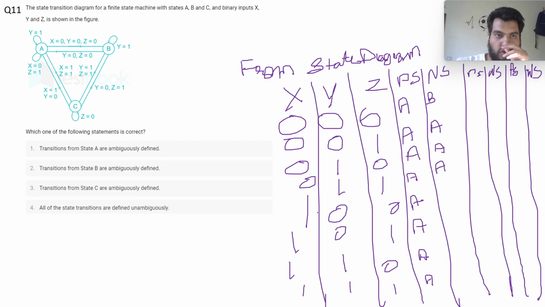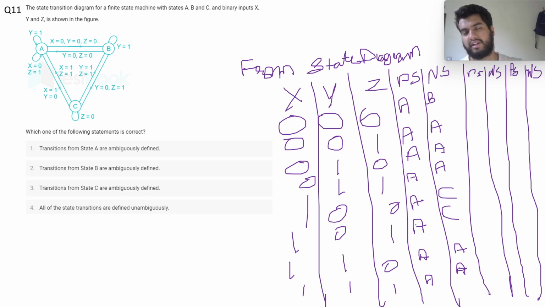Now when X equals 1, Y equals 0 and Z equals 0. You can see X equals 1 and Y equals 0, I don't care about Z, I'll just go to C. When X equals 1, Y equals 0, Z equals 1, again 1, 0, I'll just go to C. Now X equals 1 and Y equals 1. So for Y equals 1, I don't care about X and Z. So I'll just remain at A.